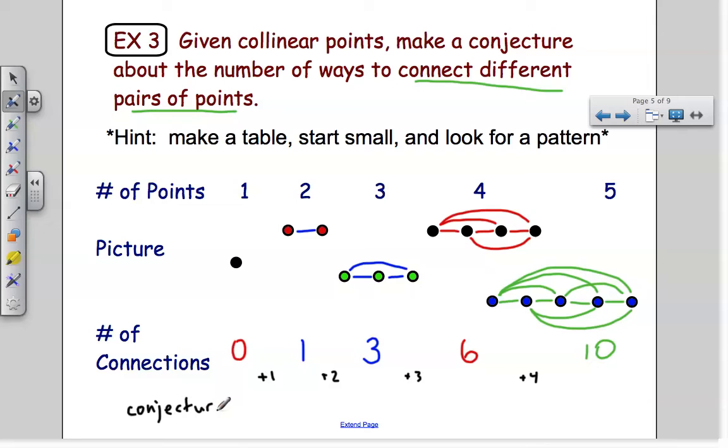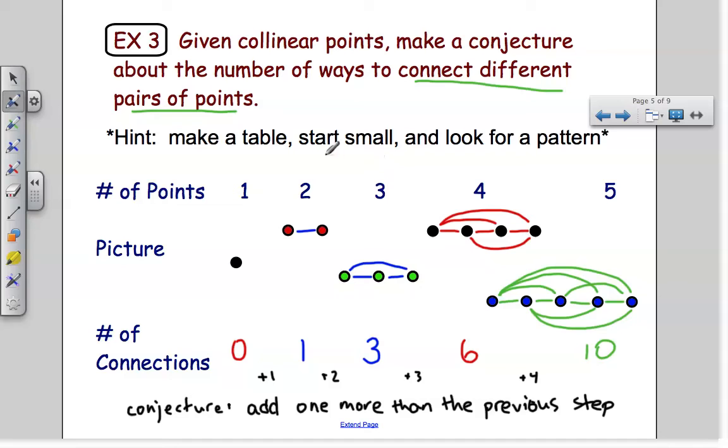I want to describe the pattern I'm seeing. I guess I would say you're adding 1 more than the previous step. Because first you add 1, then 2, then 3, then 4. So we'll see some patterns like that today.